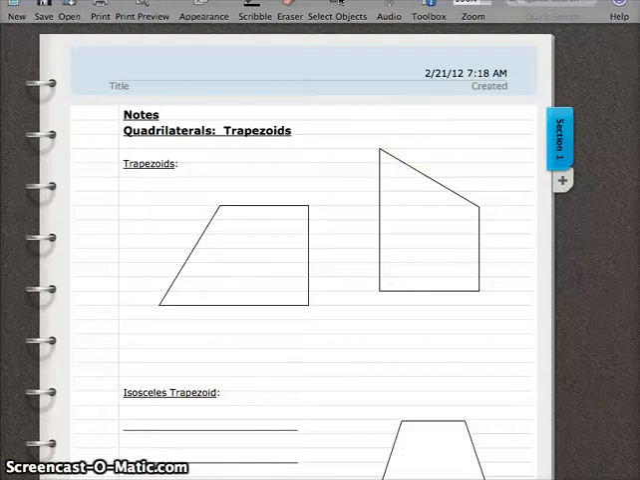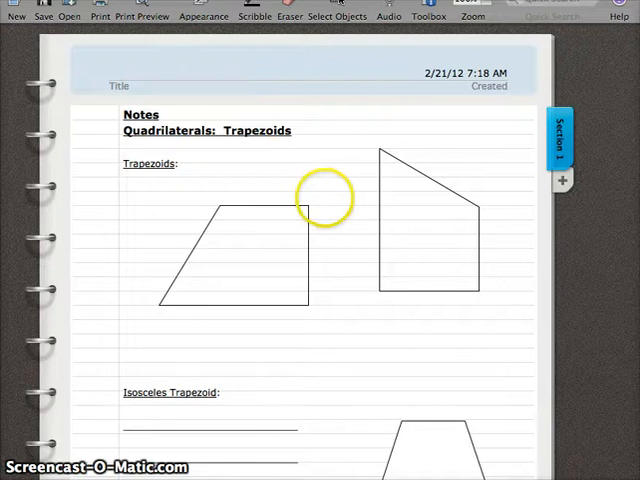In this video we're going to talk about trapezoids, and we're going to be able to find what's called a median. We're going to be able to find the length of this median and talk about certain parts of a trapezoid. Let's see what we got here.